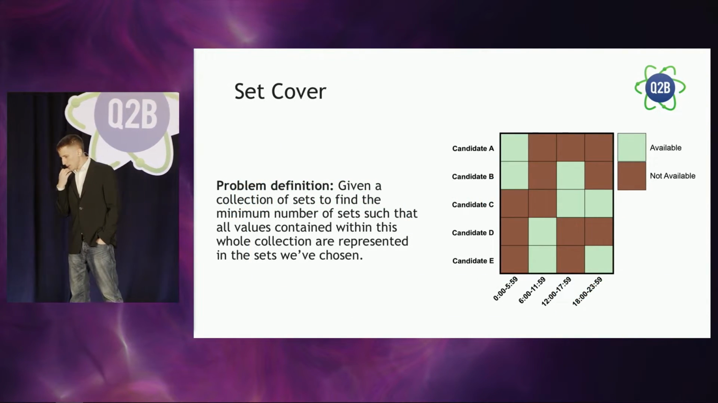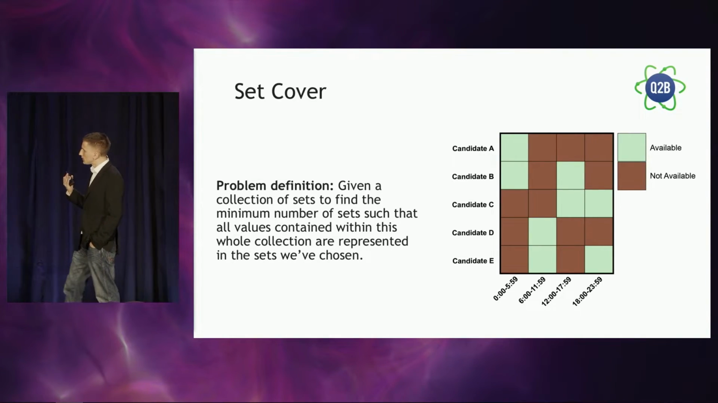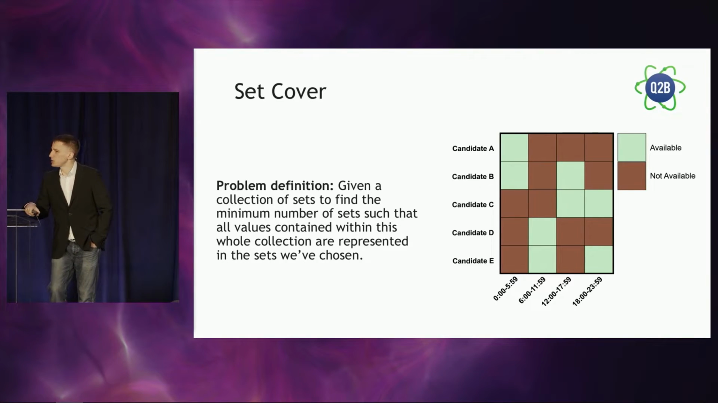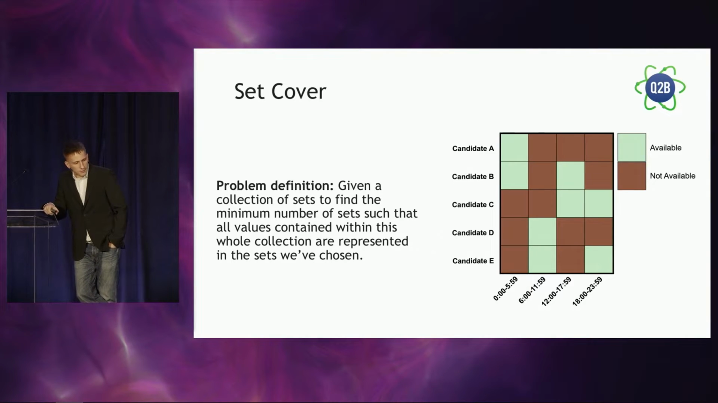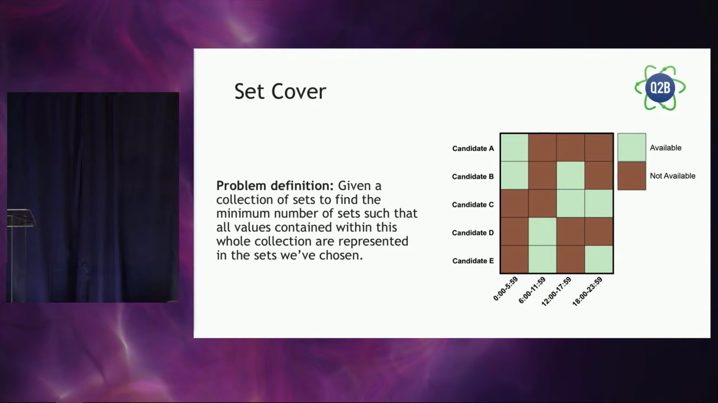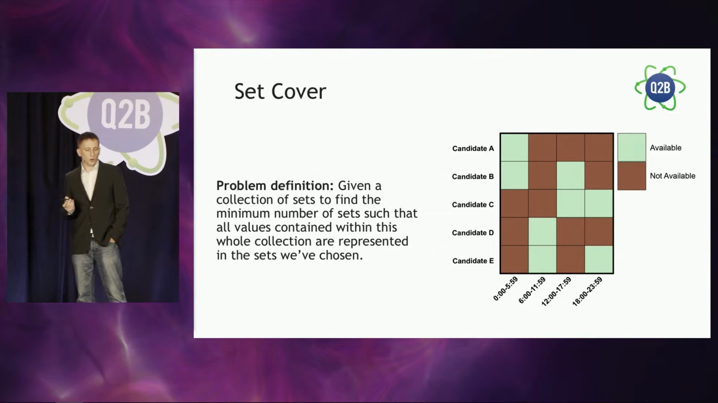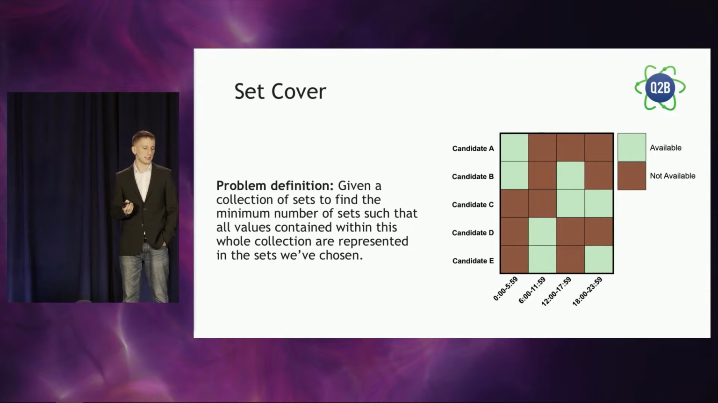All right, so I explained more or less how it works. Let's make an example of this QAOA algorithm. Let's use the set cover problem. For those of you who are not familiar with it, the problem definition states: given a collection of sets, find the minimum number of sets such that all values contained within this whole collection are represented in the sets we have chosen.